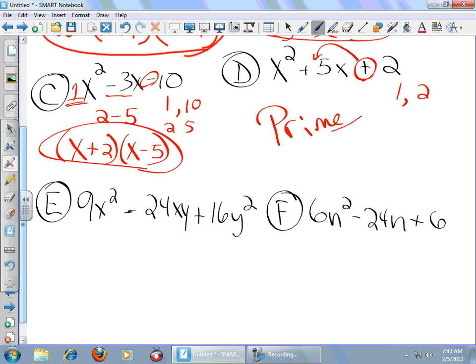We can solve it, but we're going to need something called the quadratic formula, and that is a topic for another day. All right, so both of these use the trinomial method, except the second one, D, revealed that the problem was in fact prime, meaning it can't be factored.